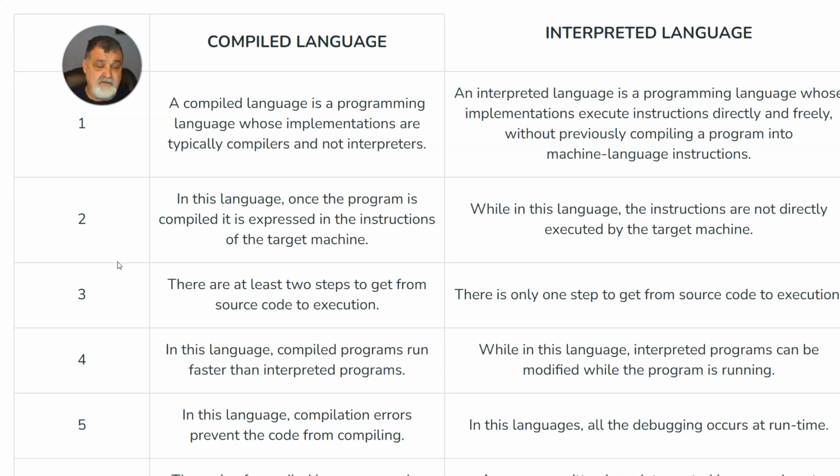Now, there are at least two steps to get from source code to execution. Two steps being, you write it, you compile it, and then you have to execute it. In this language, compiled programs run faster than interpreted programs. And that is not me saying that. That is the truth. I've watched a lot of different YouTubers, I've watched a lot of different people, even before YouTube. We would see that code that was natively compiled on a computer system would run faster.